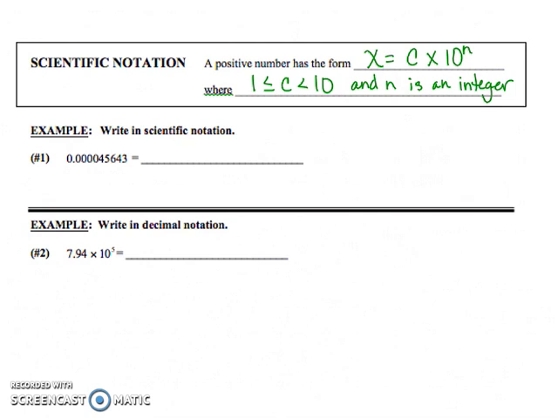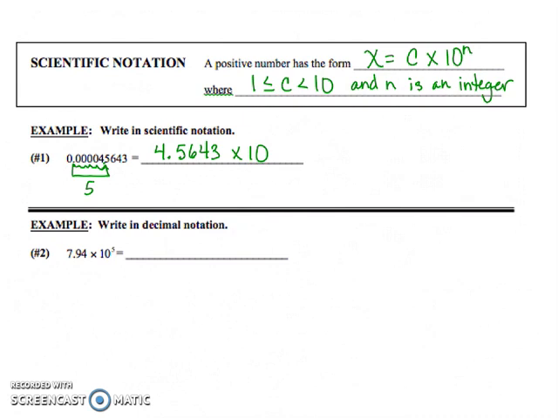So for our first example, if we want to write this number in scientific notation, we need to move our decimal point so that the number that we're starting with is somewhere between 1 and 10, greater than or equal to 1, but less than 10, which means that we're going to have to move that decimal point to between the 4 and the 5. So I'm going to write 4.5643 times 10. Now I have to count how many places I moved it. I moved it 1, 2, 3, 4, 5 places.